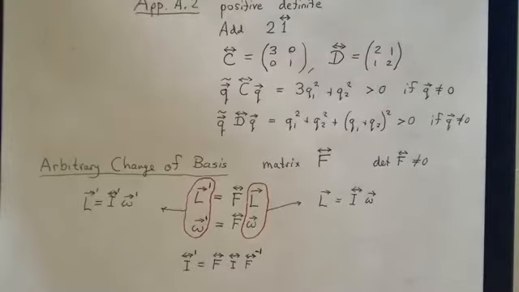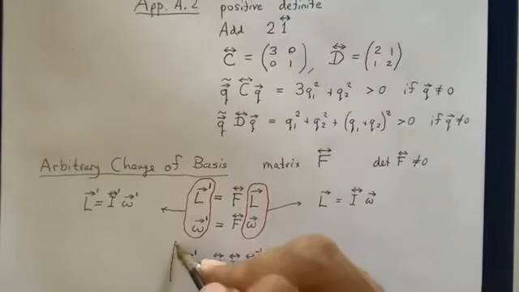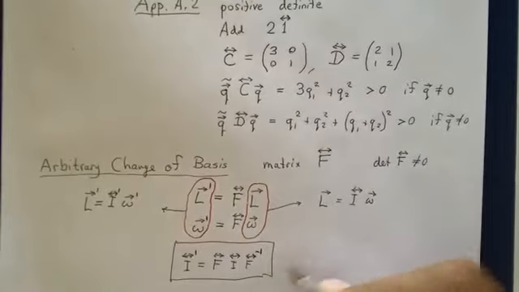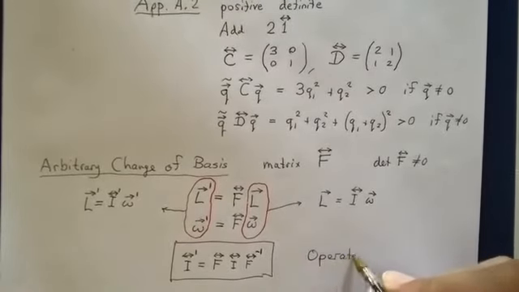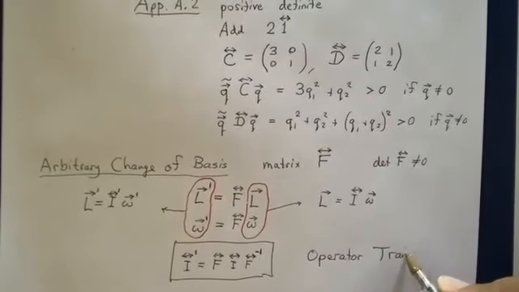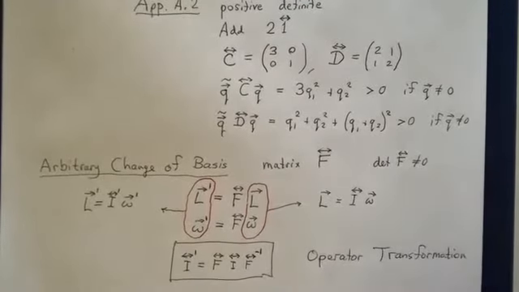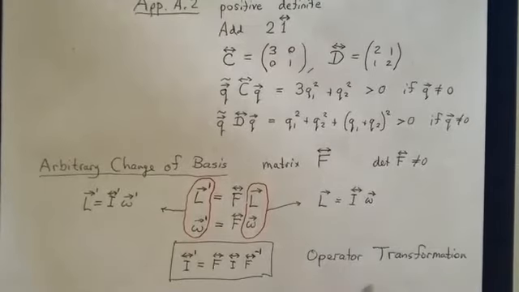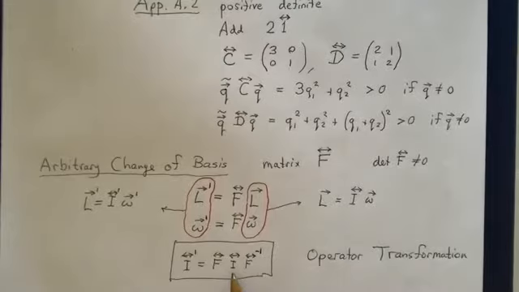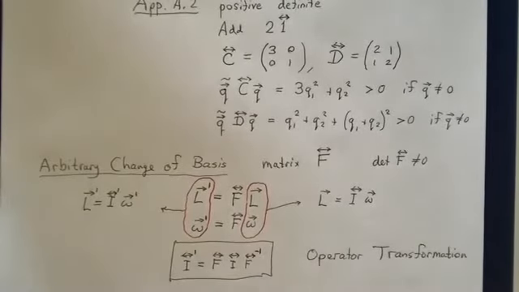Okay, so this is the transformation law for operators. So let's emphasize here: operators transform like this. The transformed operator is gotten from the original operator by left multiplication by F and right multiplication by the inverse of F. Okay, let's compare that with what we have for quadratic forms.